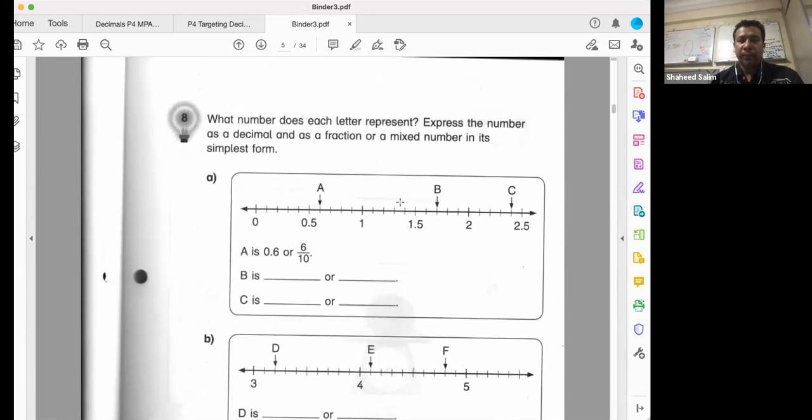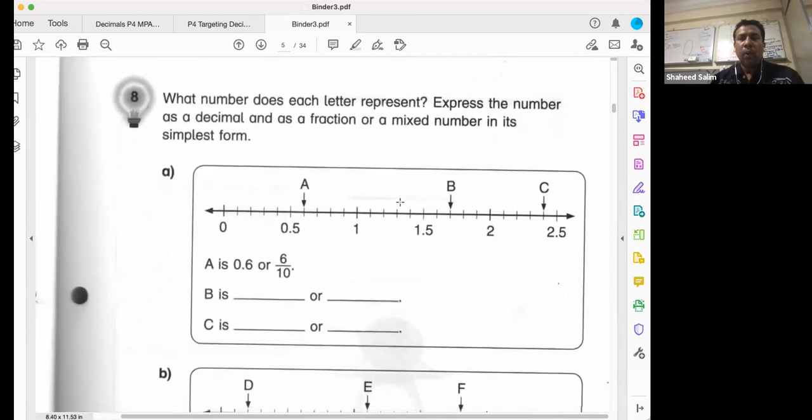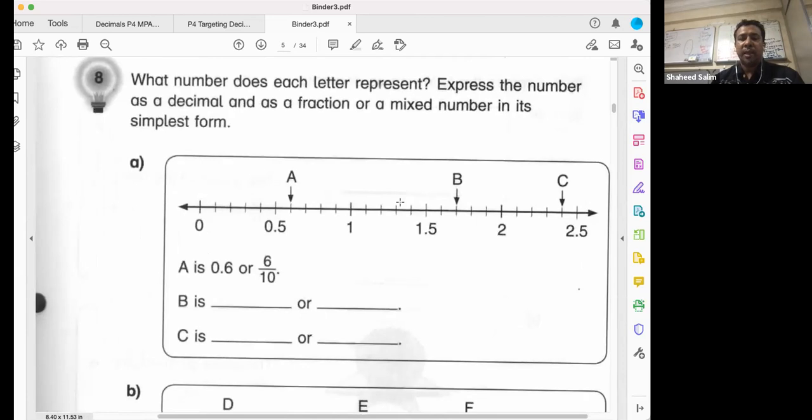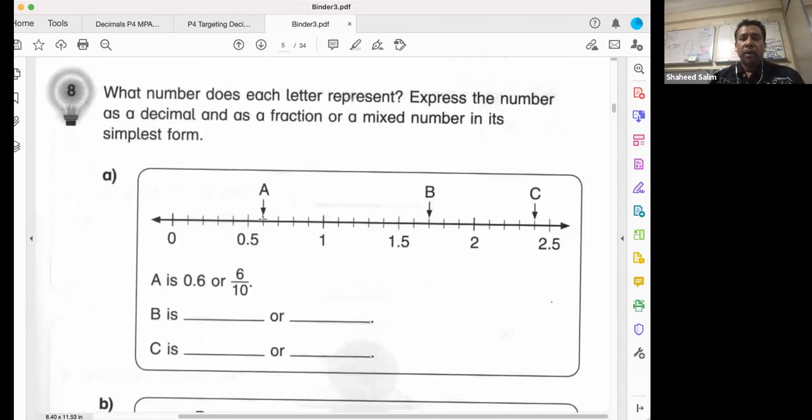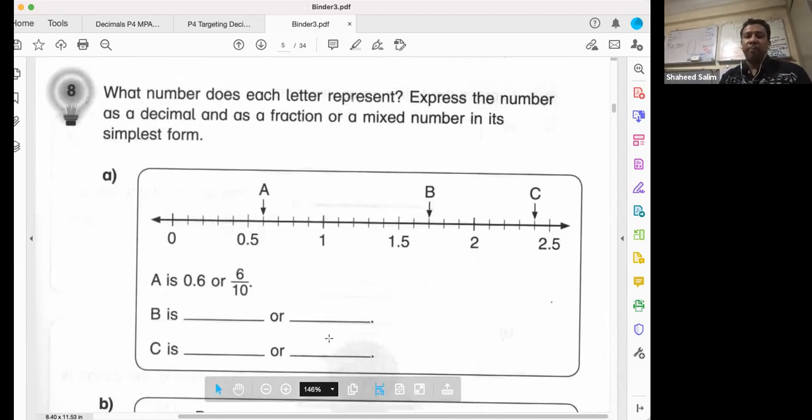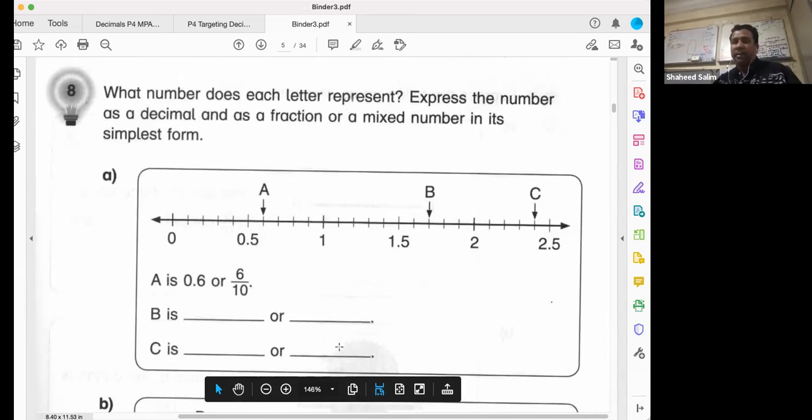Okay, down here. What does each letter represent? I just want you to write only in decimal. No need to write fractions, okay? Just in decimal for B and C.